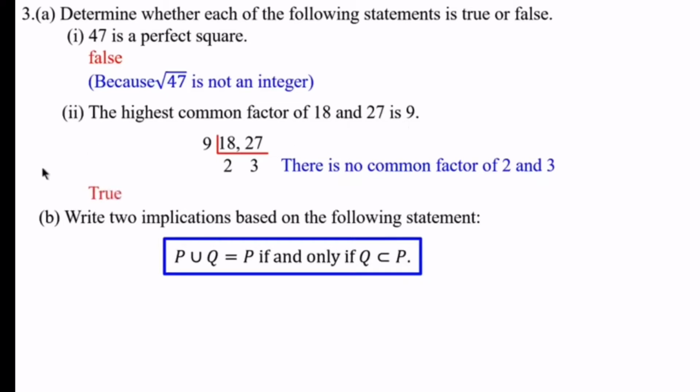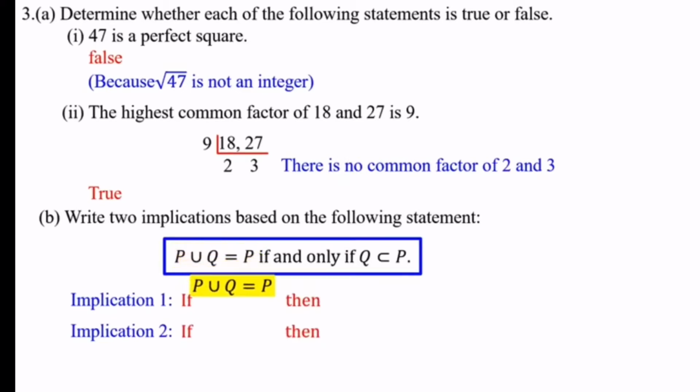For B, write 2 implications based on the statement. You are given the statement using if and only if. Can you see that there are two ifs there? So you have to split it into two implications. If P union Q equal to P, then Q is a subset of P. So you use the word if for the first implication, and for the second one, you reverse. If Q is a subset of P, then P union Q is equal to set P.